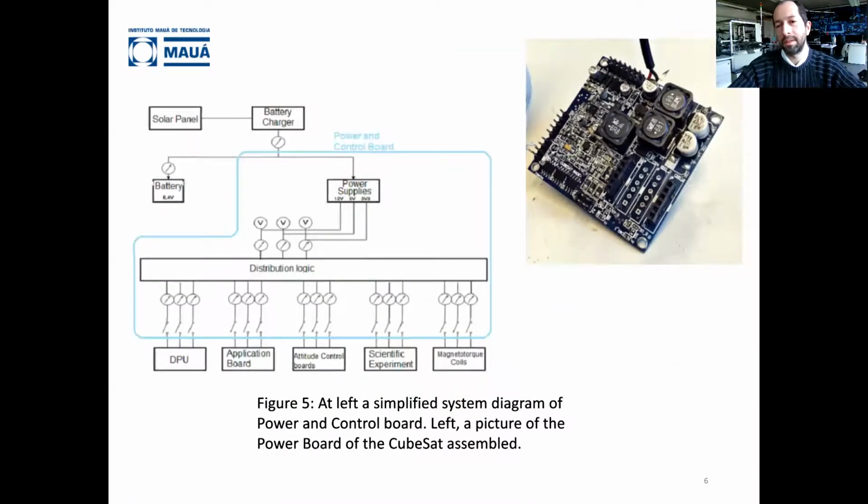Well, this is the power board. We have a measure of each voltage and current. Then we can distribute by a simple transistor. If one board fails or has bigger power consumption, okay, we can manage the battery.